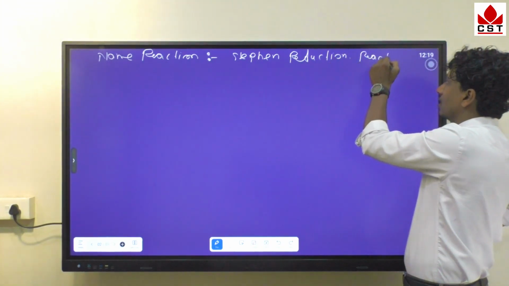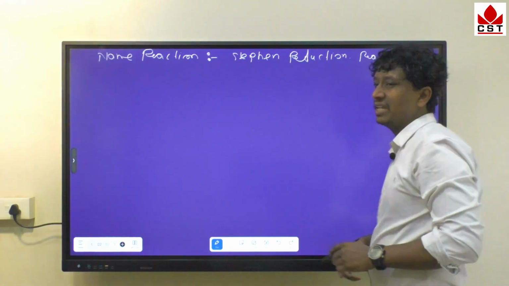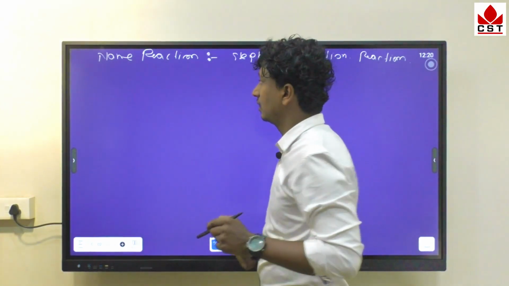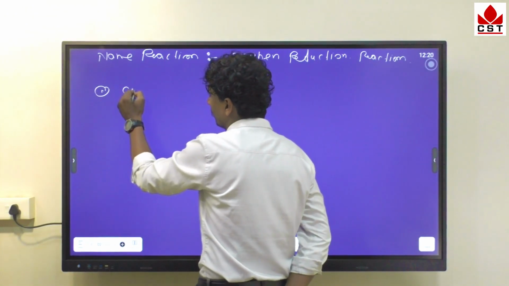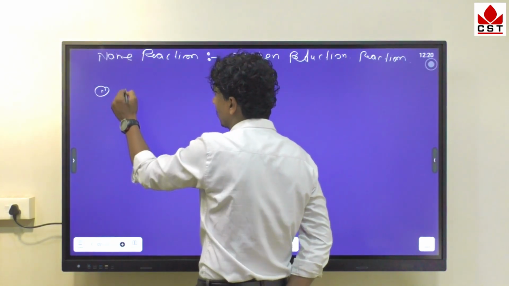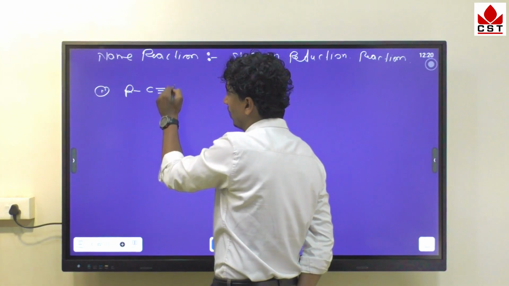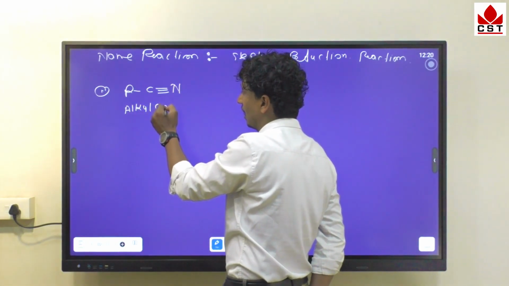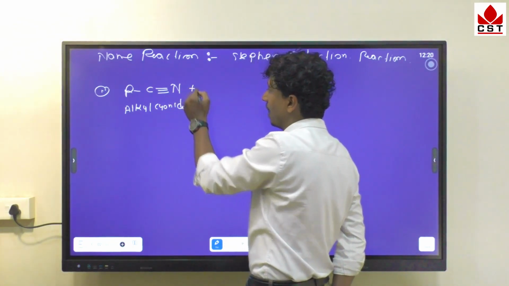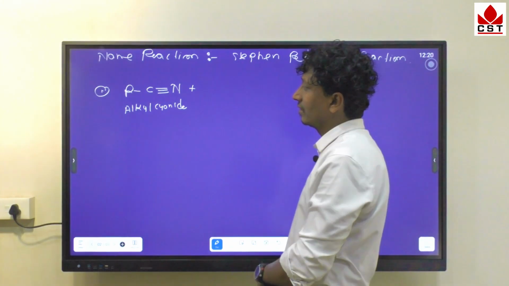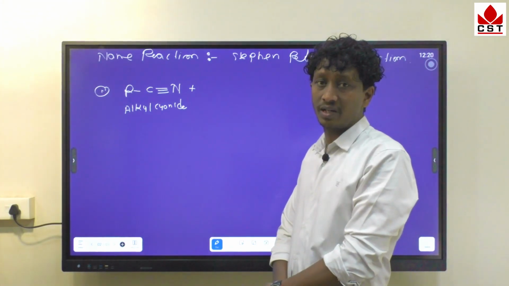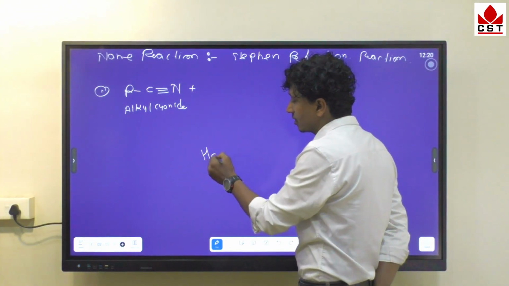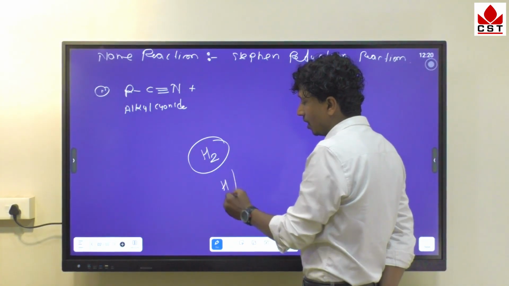The Stephen reduction reaction is the reduction of alkyl cyanide with the help of SnCl2 and HCl. In general, the reaction is RC triple bond N, which is the alkyl cyanide, reacting with hydrogen. In chemistry, the hydrogen is given by two methods, like H2 or in brackets, hydrogen.